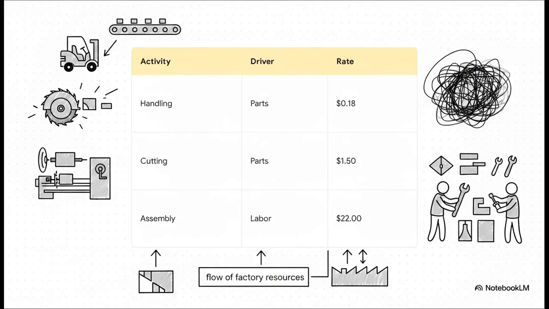Notice how cleanly this captures the true flow of their factory resources. By separating material handling, cutting, and assembly, Woodland uncovers a pretty major disparity. Just moving materials around only costs 18 cents per part. But the second those parts hit the cutting lathe, the cost skyrockets to $1.50 per part.